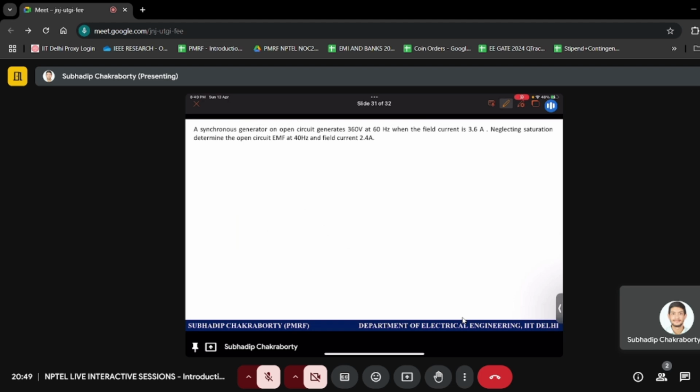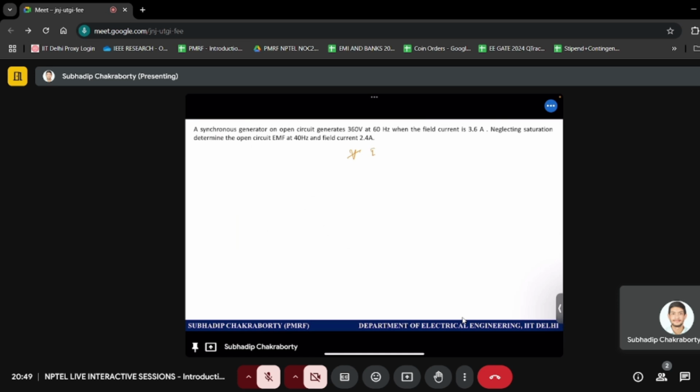So coming to the next problem. They are asking the relationship of voltage or the EMF induced with respect to field current and frequency. So you know, in the EMF equation we see that it is proportional to field current and frequency, or this is phi f also. So we can write E1 by phi 1 F1 is nothing but E2 by phi 2 F2.